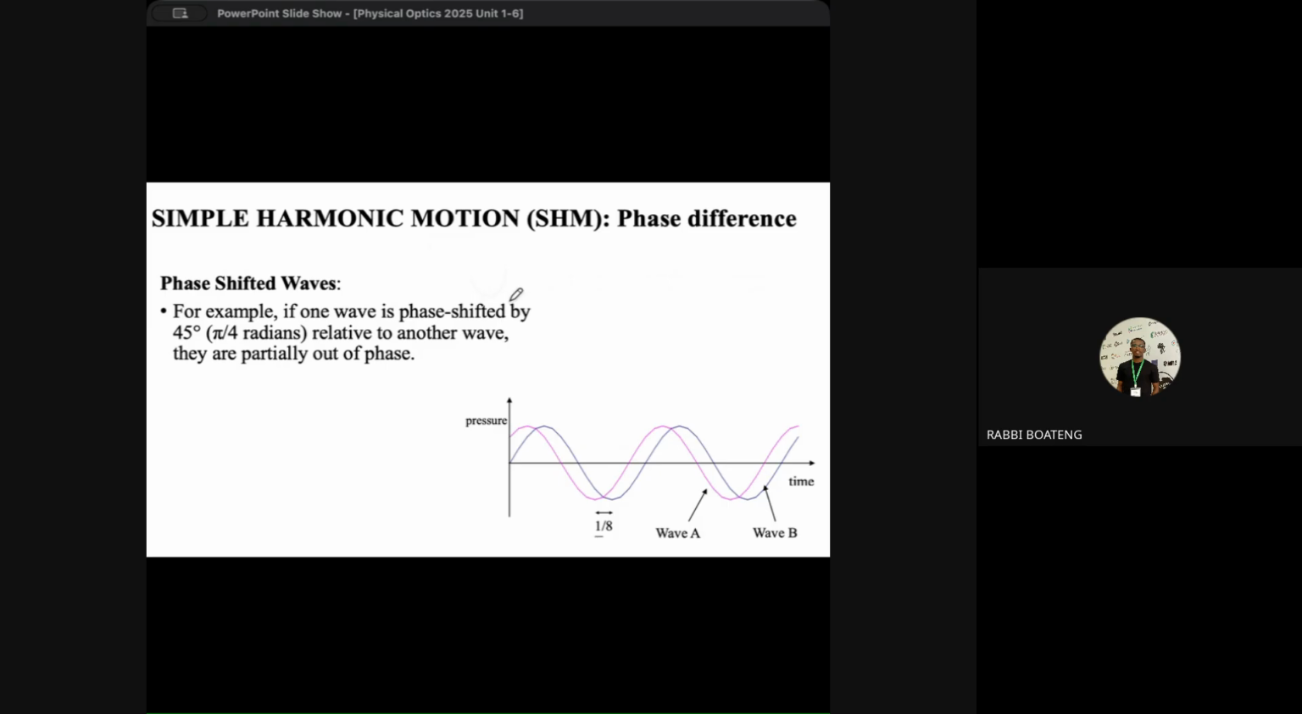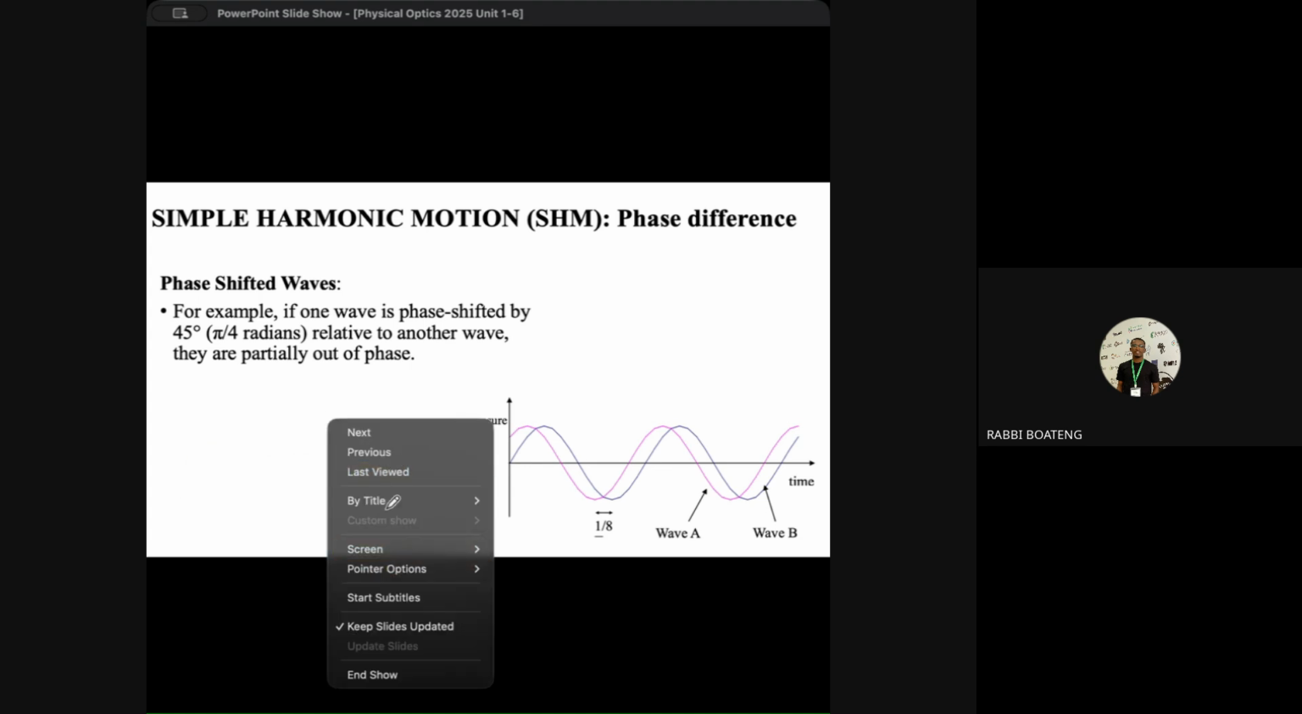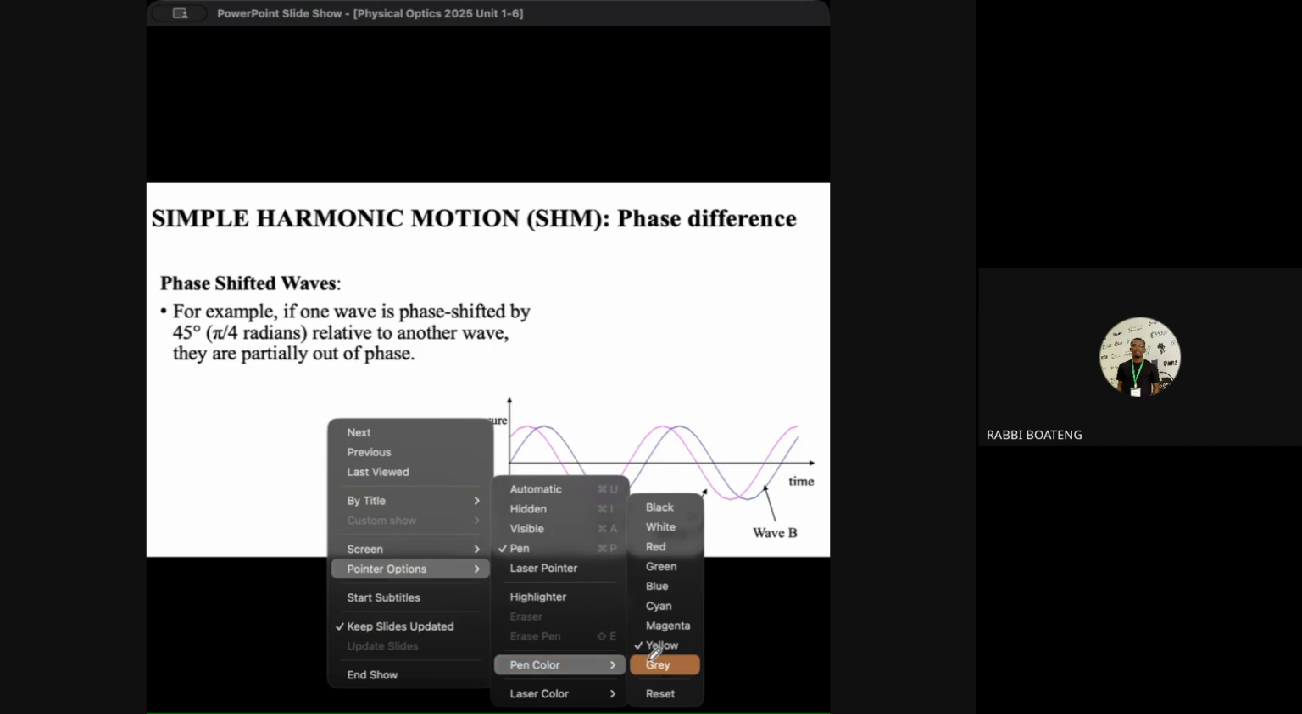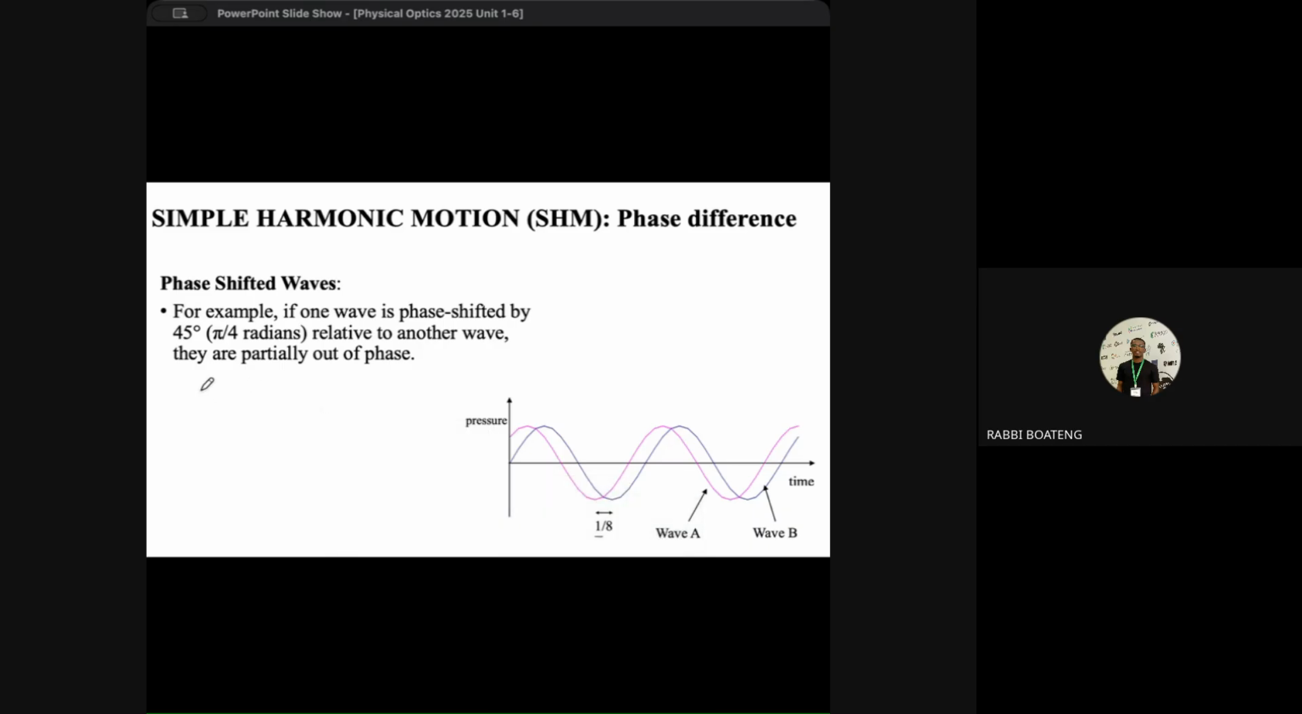So now let's look at something here. This is a typical example of 45. What I showed you earlier was 90. But for 45, it means that if I have a waveform like this, I think the yellow color is not helping. I just realized, so I'm going to change it. So let me use red. So if I have a wave like this, then the first wave is behaving something like this.